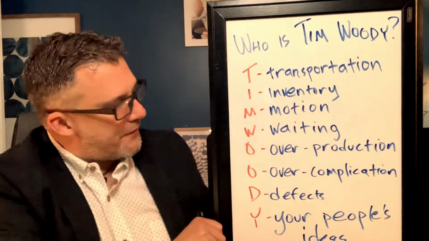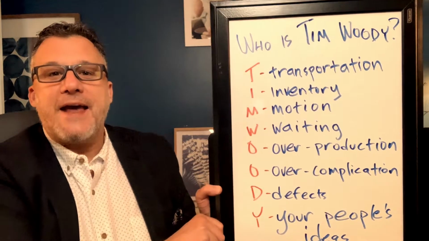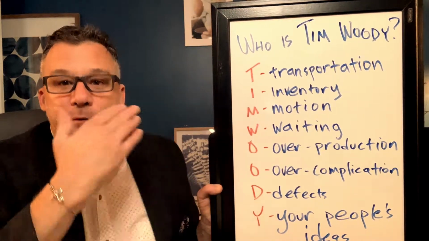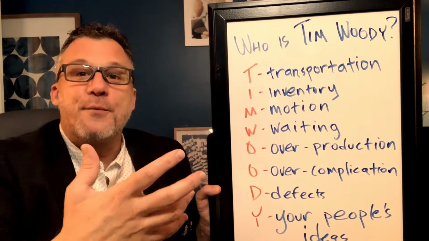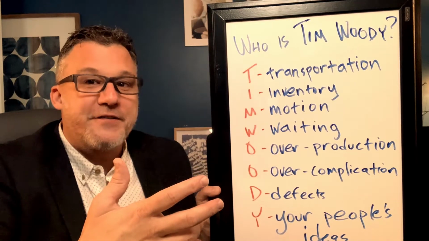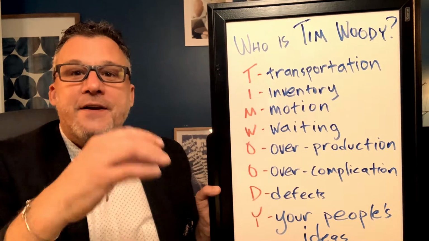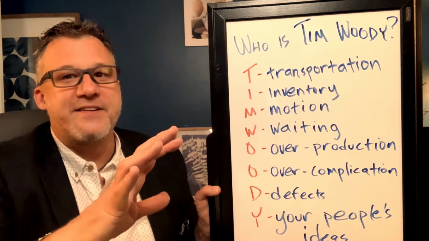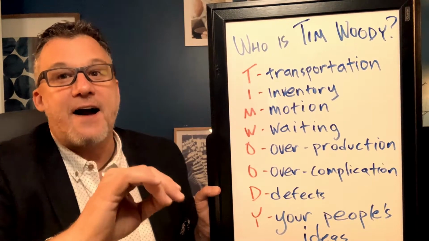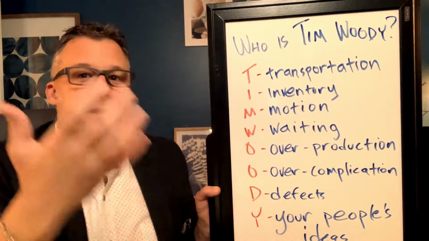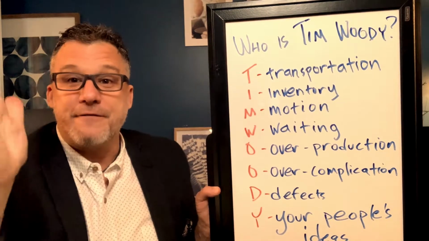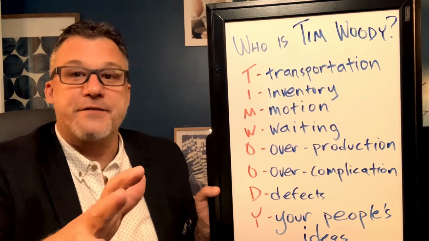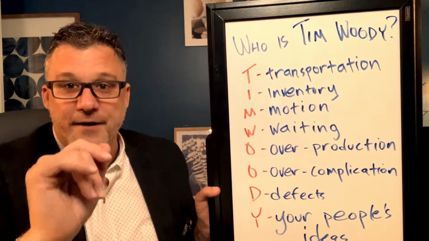Tim Woody is an acronym that we use to go through the 8 forms of waste that are commonly accepted in the world of lean. And when we open our eyes to different forms of waste and teach everybody in the organization about these different forms of waste, when we spot the forms of waste, then we can go to work on eliminating them. And waste is basically anything that's not adding value to your customer. So we want to cut out wasteful activity so we can focus on stuff that gets people excited and makes them want to hire you as a client or customer.